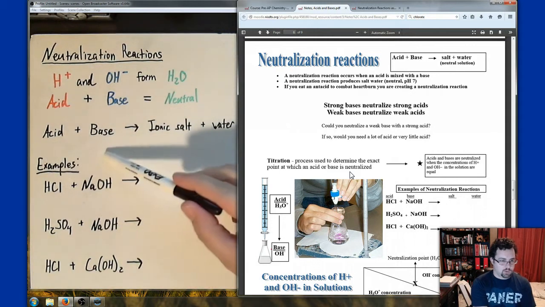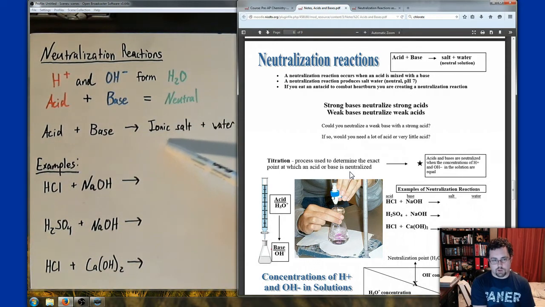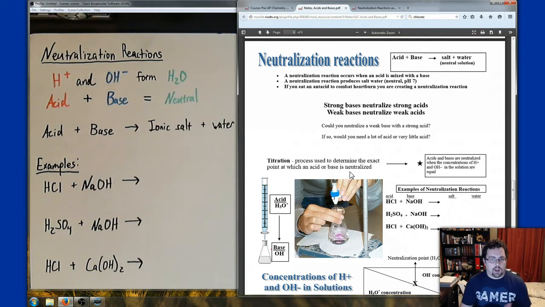So acids and bases, when you mix them together, are usually going to form ionic salts in water. Strong bases will neutralize strong acids, and weak bases will neutralize weak acids. It says here in the notes, could you neutralize a weak base with a strong acid? Yes, you could, but you would need a lot of the weak base in order to neutralize the strong acid. Or you would need a very small amount of the strong acid to neutralize that weak base, because their relative strength has to do with how much molarity, what concentration, is going to get put in.